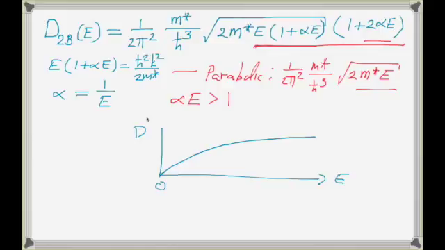But the other one will start off like square root of E. And then it'll go through a period where it starts going linear, and then at some point it will start increasing faster than linear. So this would be our two-band, our non-parabolic model. And the divergence starts happening as E becomes comparable to 1 over alpha, which is your bandgap.